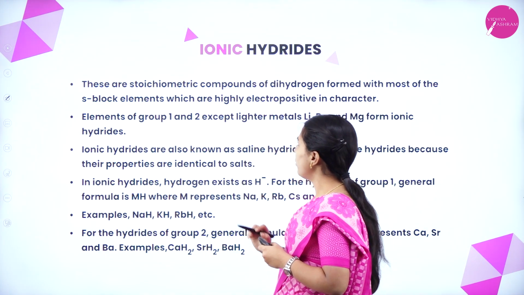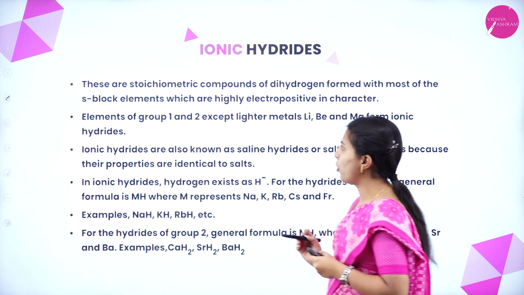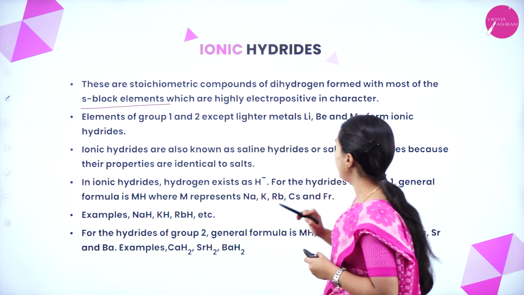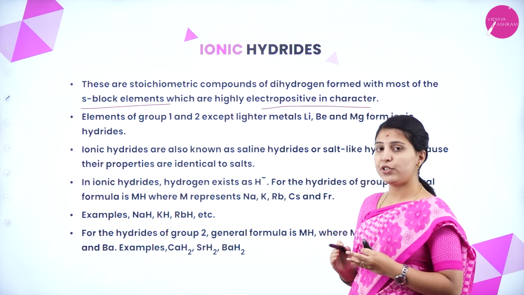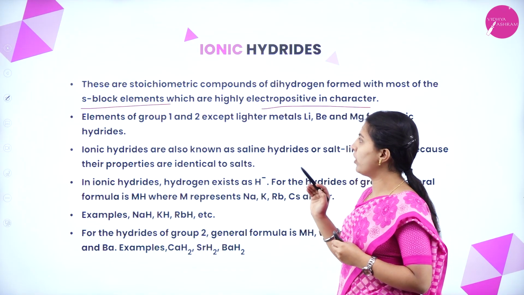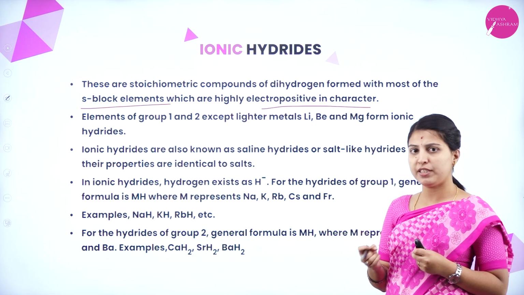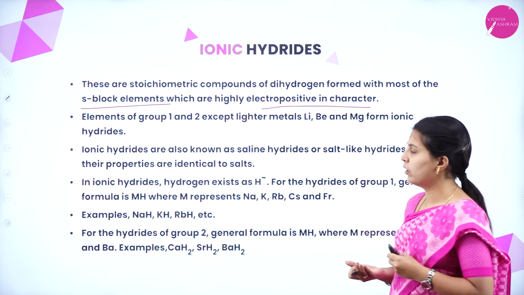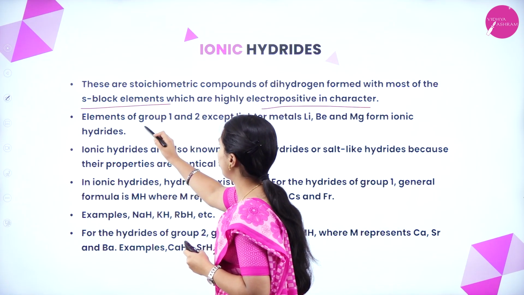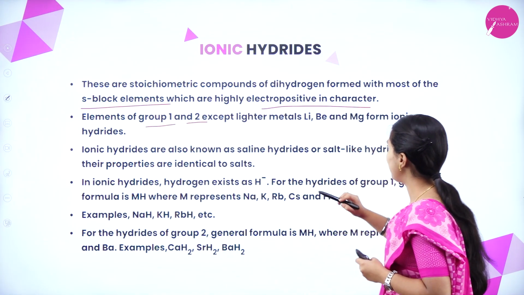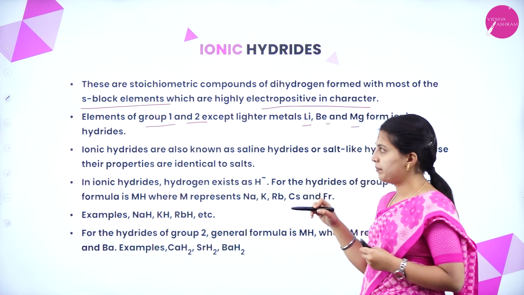These are stoichiometric compounds of dihydrogen formed with most of the s-block elements, which are highly electropositive in character. These are stoichiometric hydrides formed by s-block elements which are highly electropositive in nature. Electropositive nature means it tends to lose its electron to the electron-deficient species. Elements of group 1 and 2 except lighter metals like lithium, beryllium and magnesium form ionic hydrides.